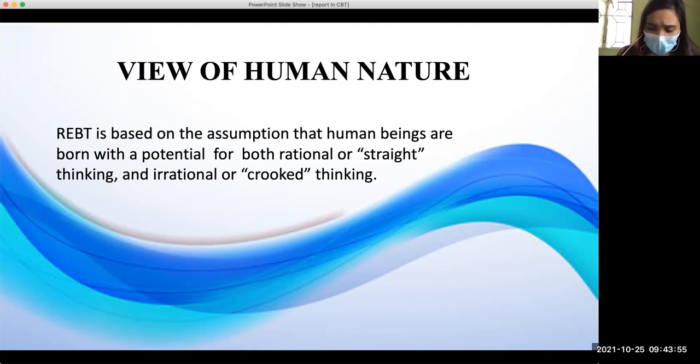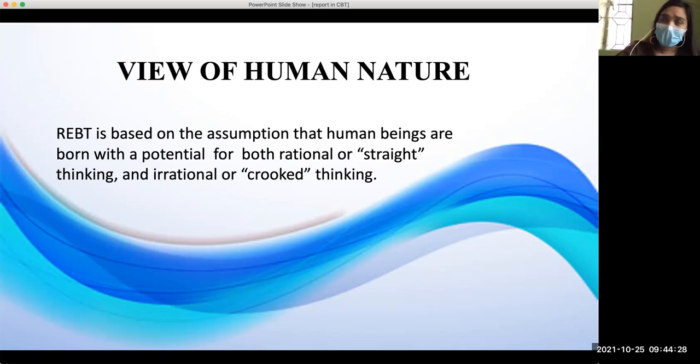In view of human nature, they assume that individuals have the capacity to be completely rational or irrational, which Ellis believes is biologically inherent. Each human has the ability to control their thoughts, feelings, and actions. However, an individual must first understand what they are telling themselves, their self-talk, about the event or situation.